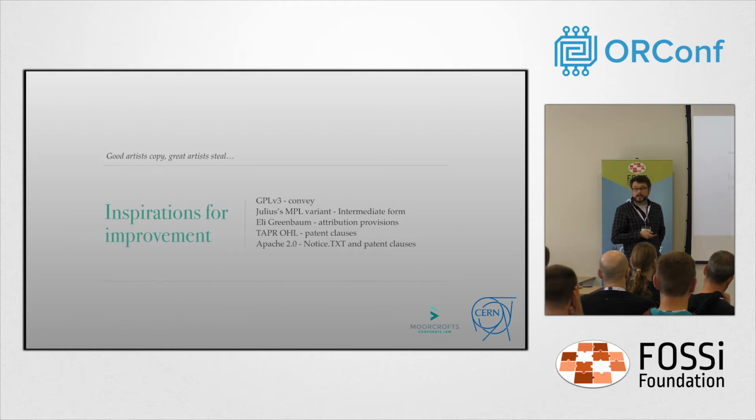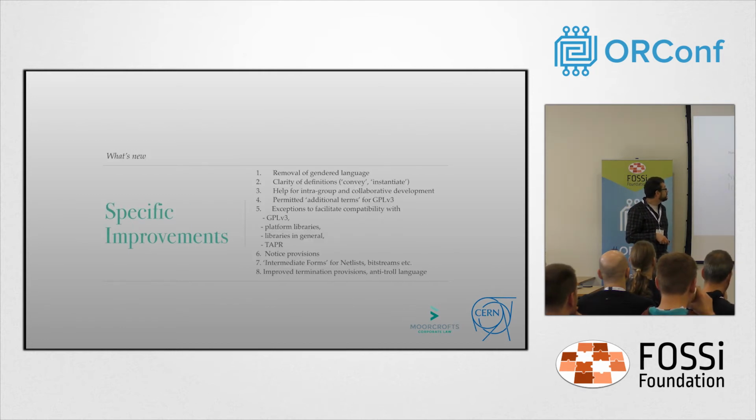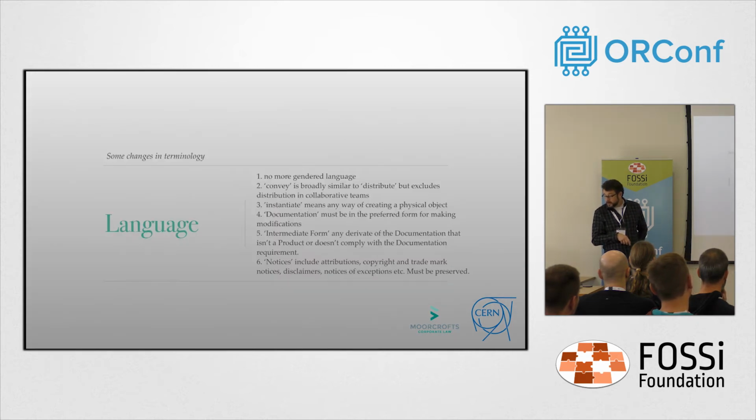And then Apache 2.0 has got some pretty industry standard patent clauses and also the provision relating to NOTICE.txt. So we borrowed a similar concept for version 2 of the CERN Open Hardware License. So that's a list of the specific improvements. I'll just go through them in a little bit more detail.